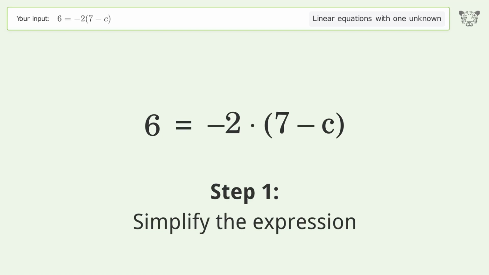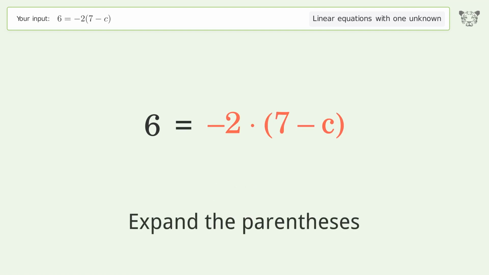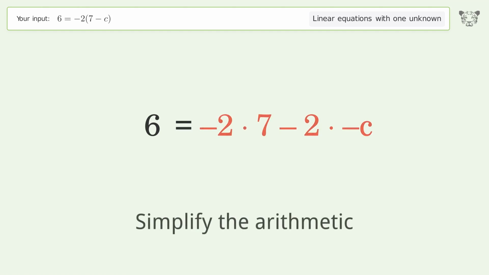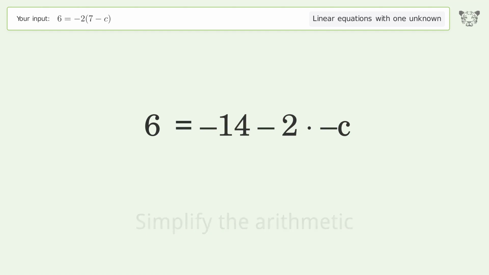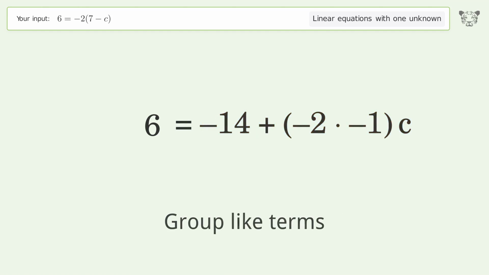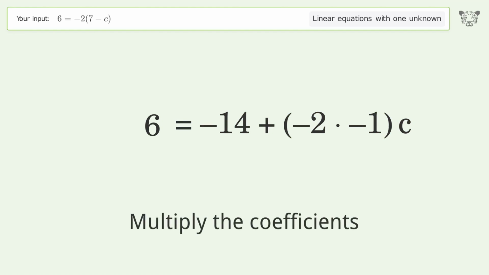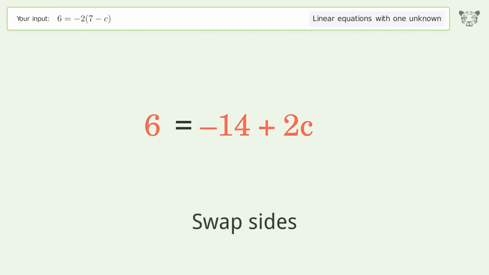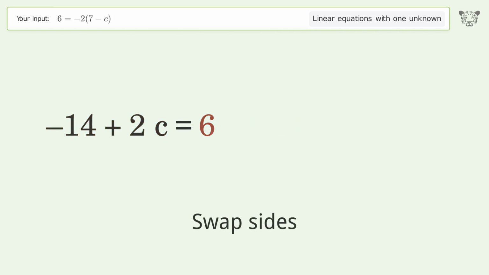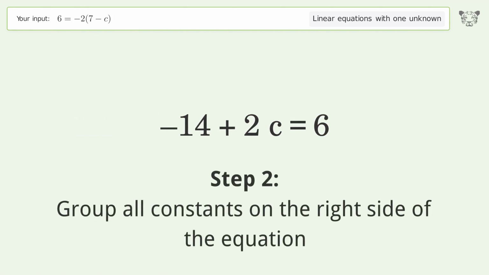Simplify the expression. Expand the parentheses. Simplify the arithmetic. Group like terms. Multiply the coefficients. Swap sides. Group all constants on the right side of the equation.